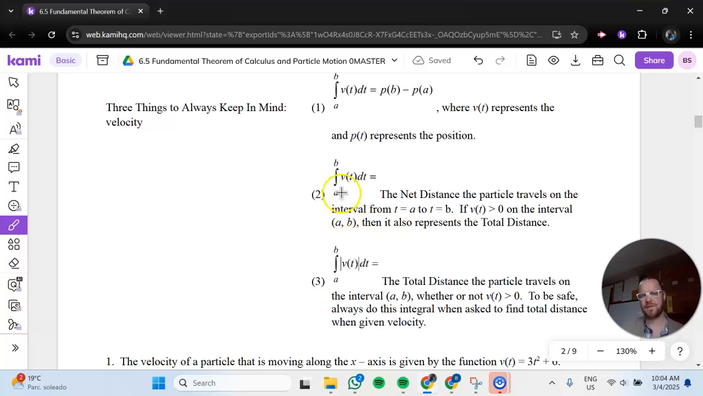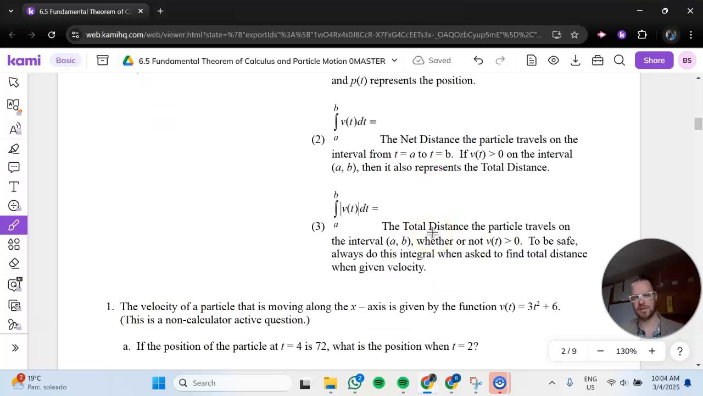Okay? If we have the integral from a to b of v(t) dt, then that is equal to the net distance the particle travels on the interval from t equals a to t equals b. And if v(t) has to be greater than 0 on the interval AB, then it also represents the total distance. If it is not greater than 0 all the time, or I guess technically it could also be always negative, then it will not represent the total distance. So then we get to part 3 here, the total distance the particle travels on the interval A to B, whether or not v(t) is greater than 0 or less than 0. To be safe, we should probably always do this in case it changes directions, and that's why we've got the absolute value written on there.